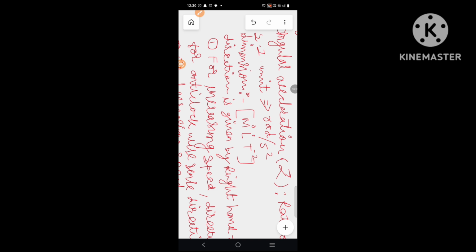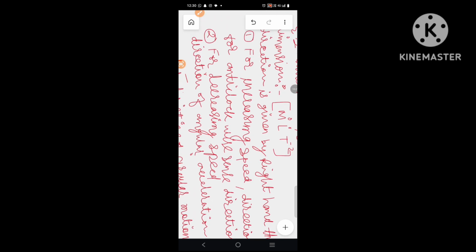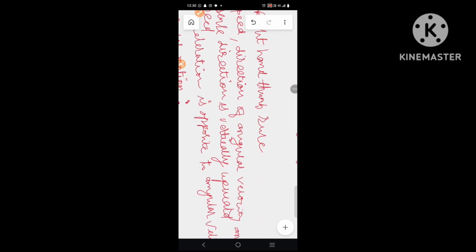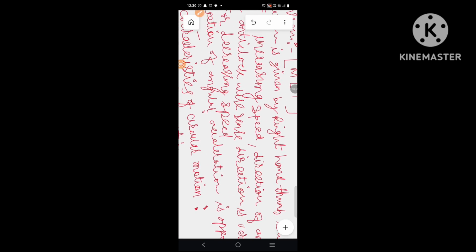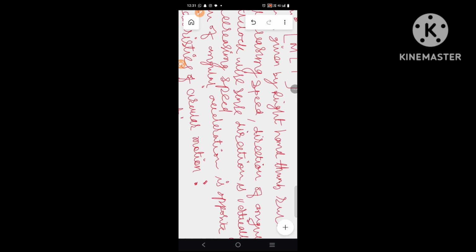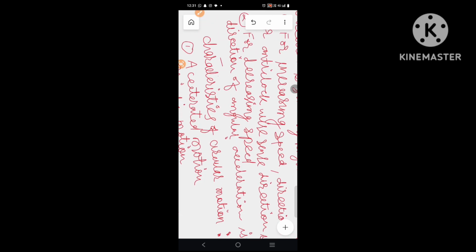What will be the direction of the angular acceleration? It is also given by the right hand thumb rule, but here you have to consider two cases. First, when the particle is moving with increasing speed, then the angular velocity and the angular acceleration both have the same direction. For anti-clockwise direction it is vertically upward, and for clockwise direction it is vertically downward.